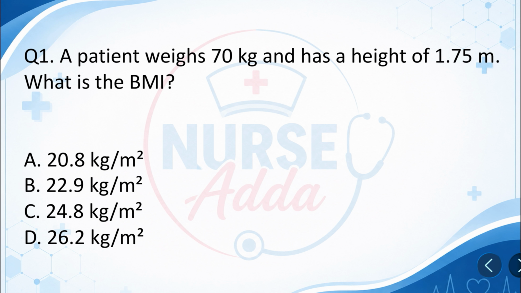Question number 1. A patient weighs 70 kg and has a height of 1.75 meter. What is the body mass index? The right answer is option B, 22.9 kg per meter square.